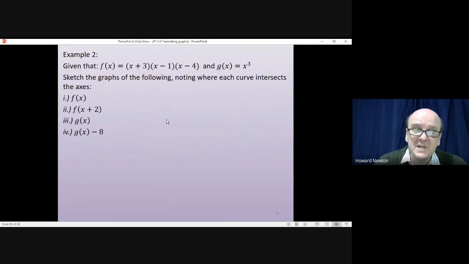Okay, example 2, exactly the same idea, but they use functional language for this question. So we've got 2 functions. f of x is a cubic, (x plus 3) times (x minus 1) times (x minus 4). And g of x is also a cubic, just x cubed. And you're asked to sketch the following functions, noting again where each curve intersects with the axes. I'll let you have a go yourself first. Pause the video, come back to me when you're ready.